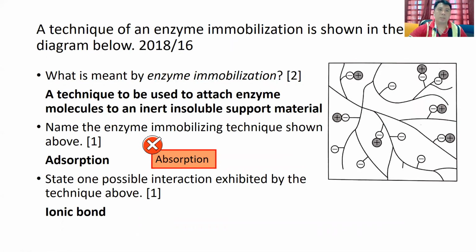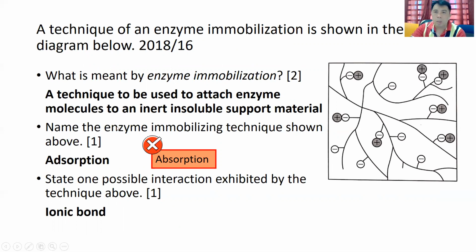All right, next question is year 2018. We talk about enzyme immobilization. So what is meant by enzyme immobilization? This is the definition. Your definition must be a technique used to attach enzyme molecules to an inert insoluble support material or matrix. Remember you must have inert insoluble support material or matrix.